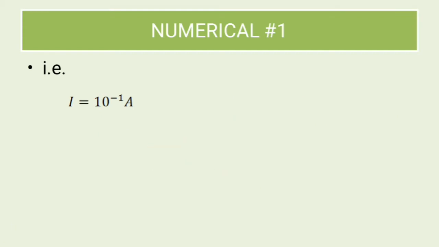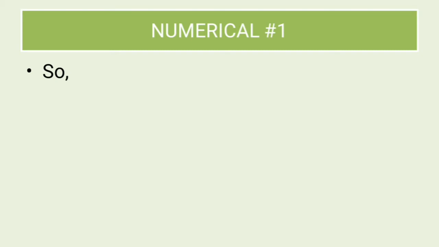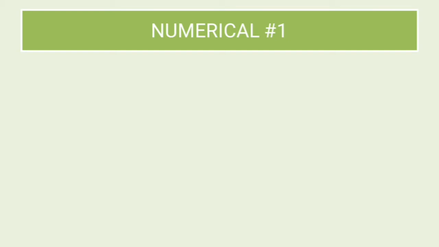So once you convert milliamperes to ampere, you have to know the Ohm's law, right? So Ohm's law, as you know, says the current flowing through the conductor is directly proportional to the voltage or potential difference across the ends of the terminal. So R is equal to V upon I, or you can say V is equal to I into R. Here R is constant, as you know. So R is equal to V upon I.